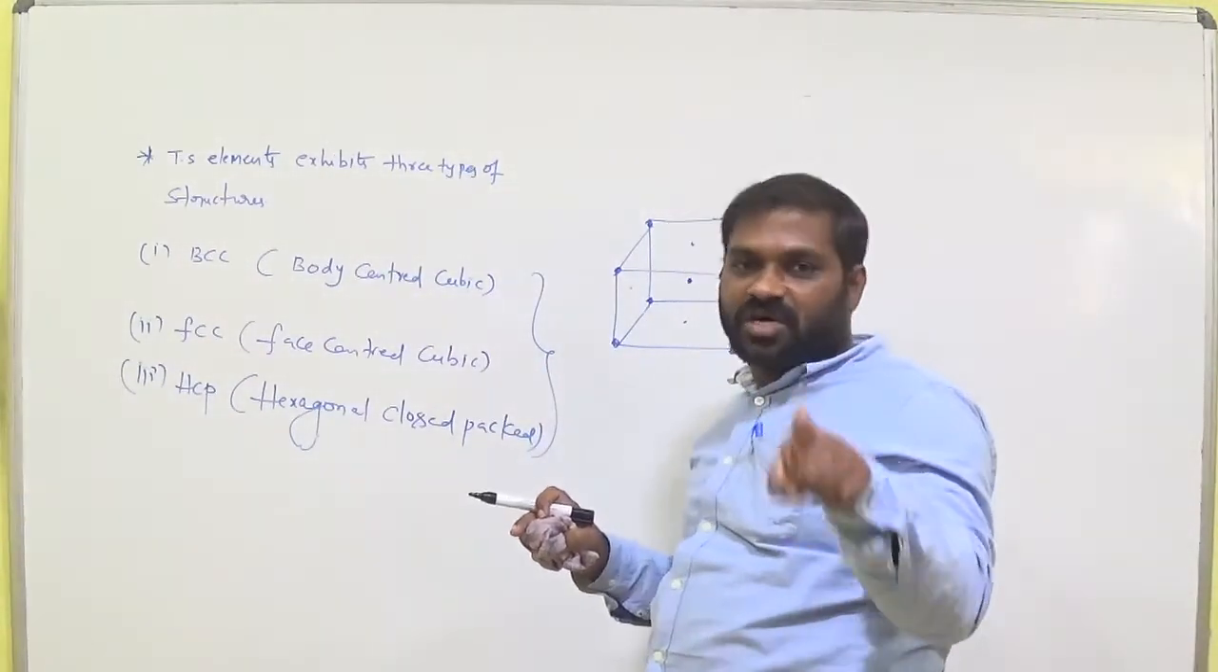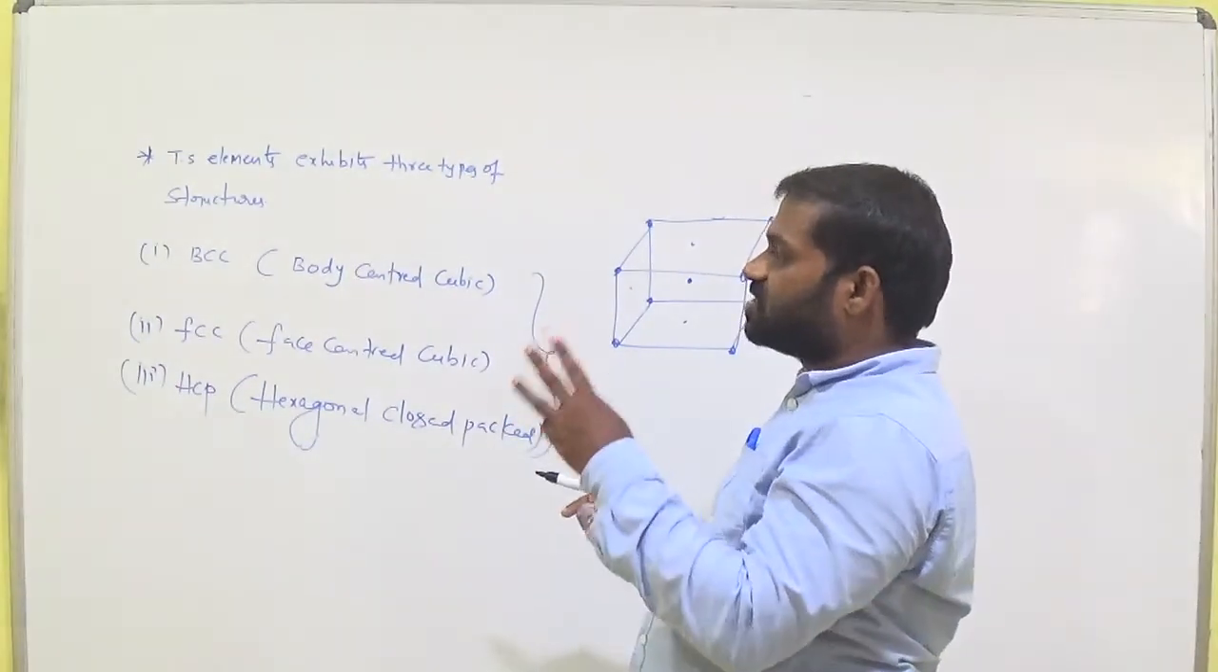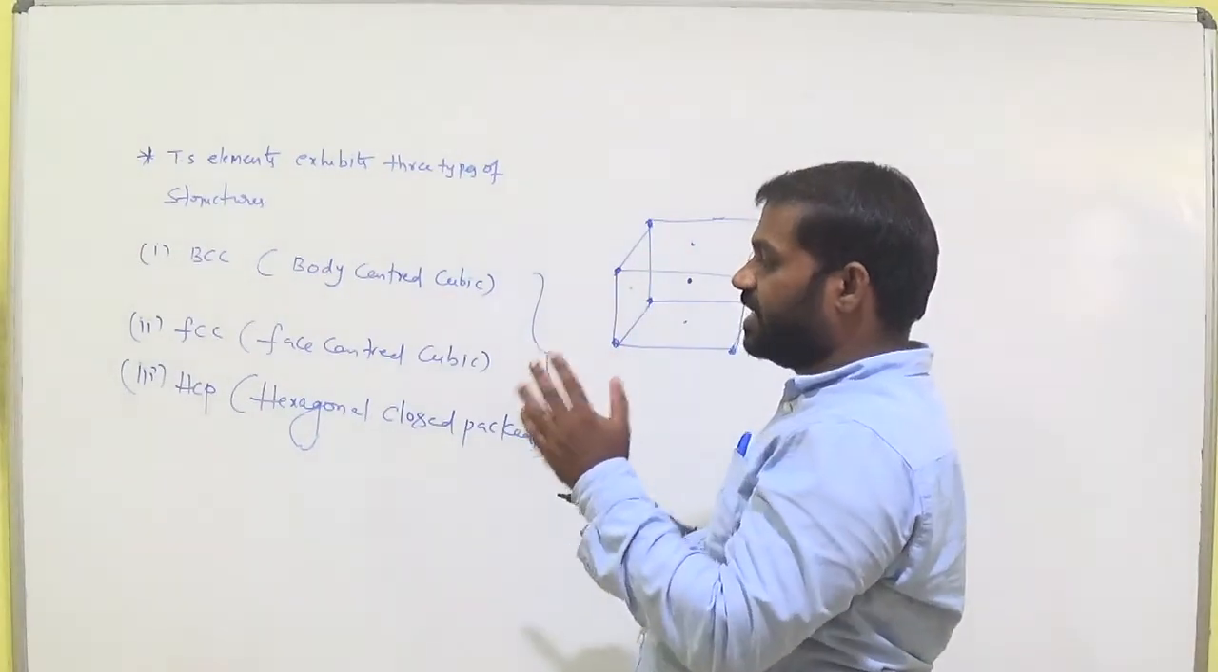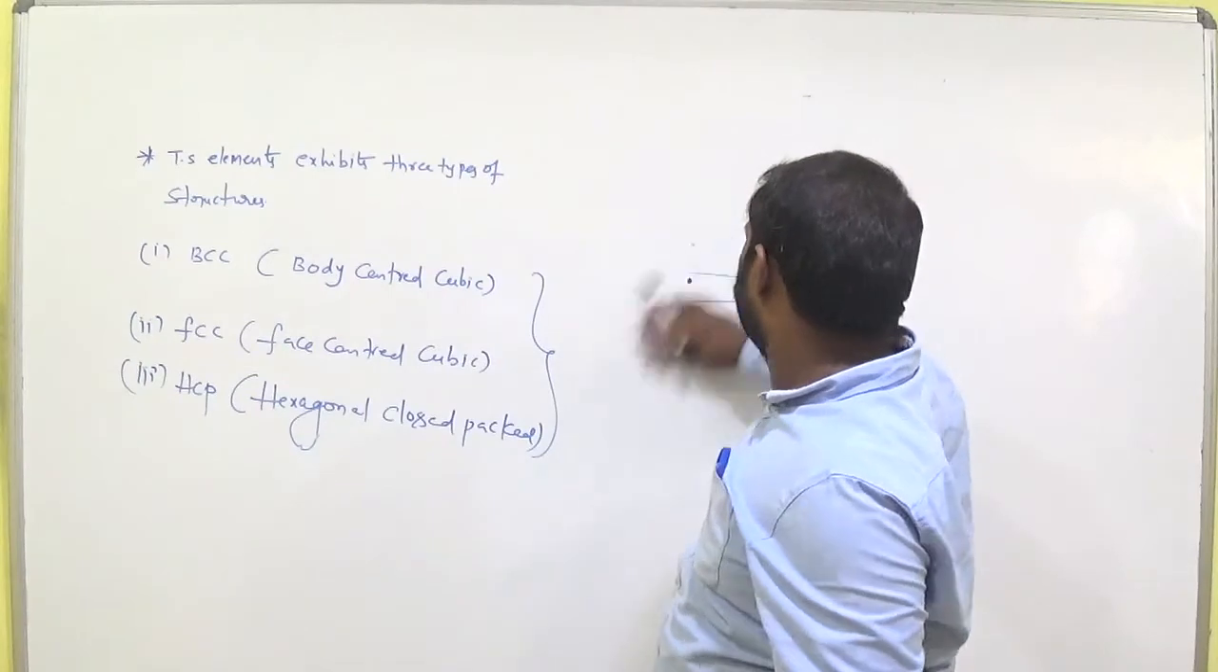So we will discuss in solid state. Remember, these transition elements possess 3 types of structure: body centered, face centered, and hexagonal closed packed structure. Remember this just. Okay.